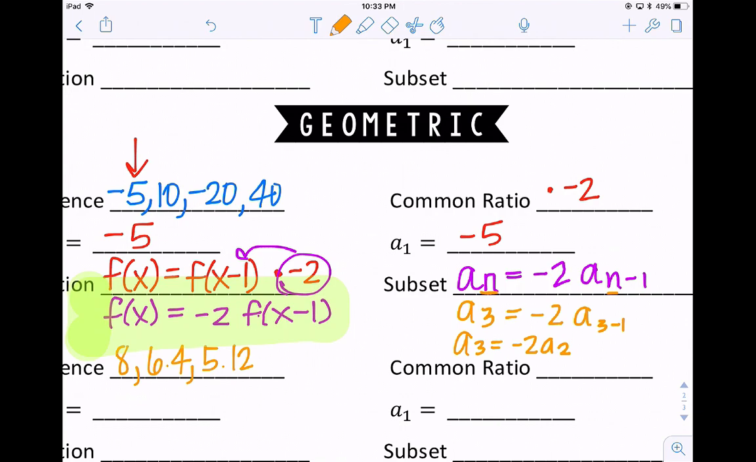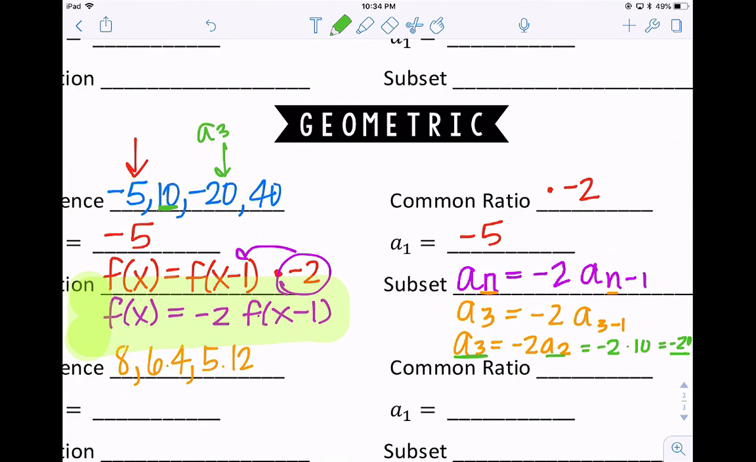A sub 2 means the second term. So our second term was 10 right there. So I would do -2 times 10, and -2 times 10 is -20. I ran off my page here. -20, so a sub 3 is -20. And if you go to our sequence, a sub 3, the third term in the sequence, is -20.